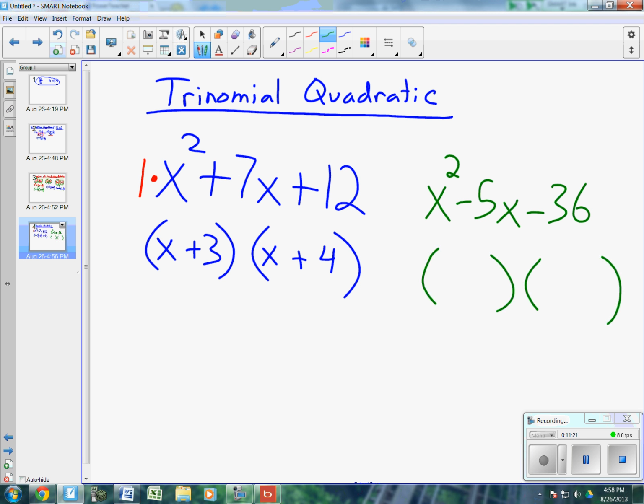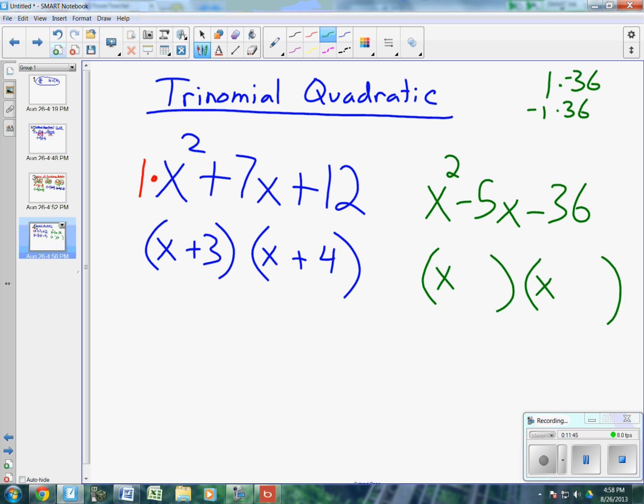Well, once again, x times x is going to make x squared. So I know the x's go there. I have several choices of numbers that are going to multiply together and get negative 36, but one has to be positive, one has to be negative.